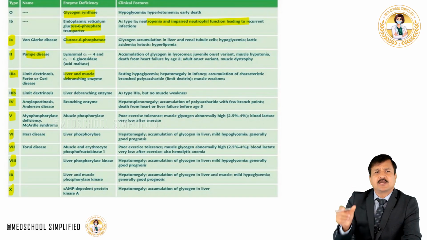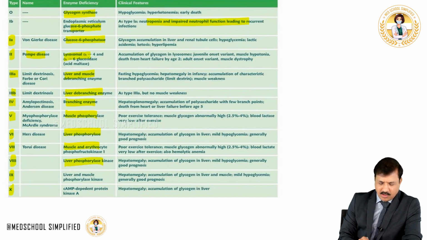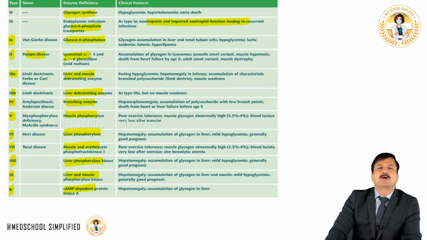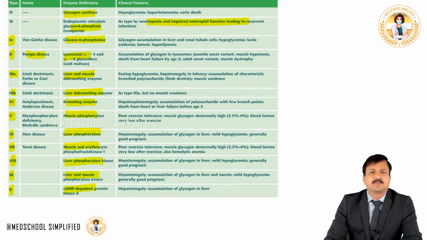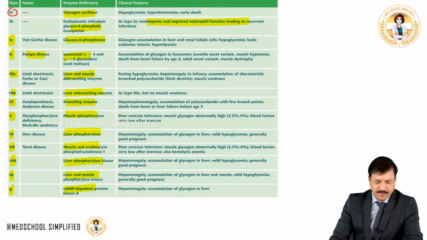Overall, if you look at the list of all the enzymes mentioned here, all of them, directly or indirectly, are involved in the metabolism of glycogen. So a defect in any of these enzymes may lead to a specific disorder, and that is what is mentioned in the types in column number 1. The types can start from 0. Type 0 is a glycogen synthase enzyme deficiency.